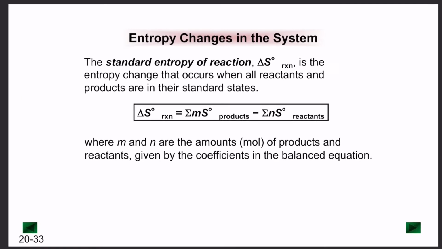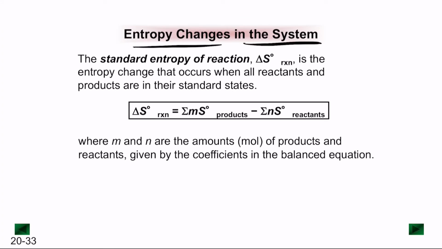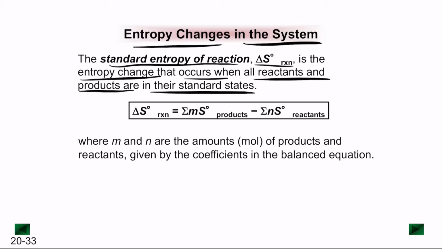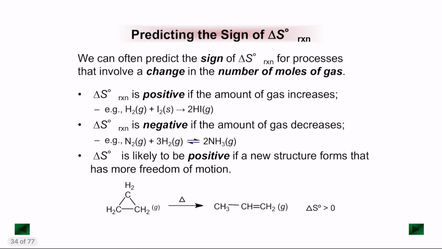Next, let's talk about entropy changes in the system. So the standard entropy of reaction, which is delta S of the reaction, is the entropy change that occurs when all the reactants and all the products are in their standard states. So the delta S of the reaction is sigma of the products minus sigma of the reactants of the entropies, where M and N are the amounts of products and reactants given by the coefficients in their balanced equation.